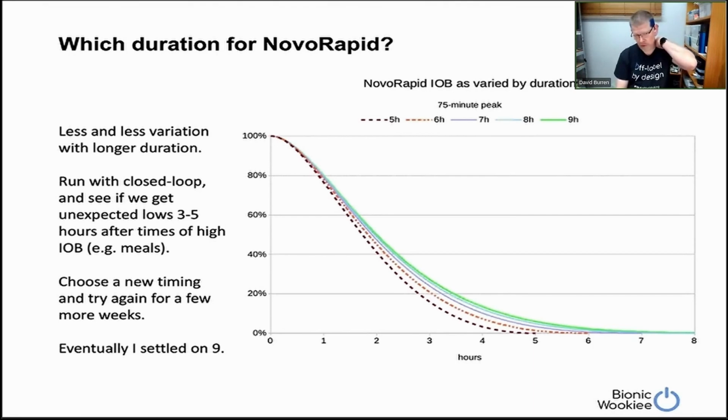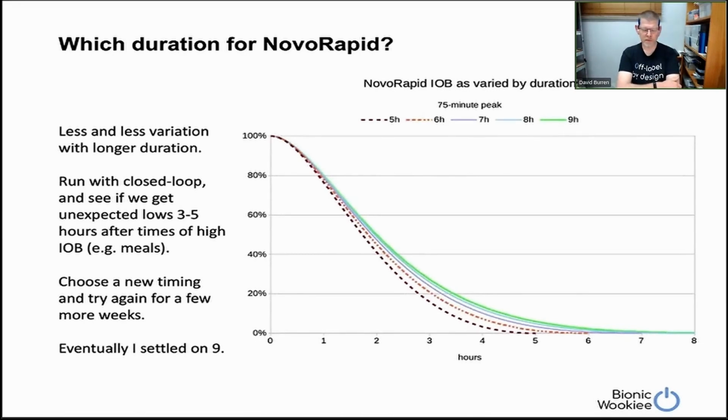So I would run with a closed loop operation, and I'd see over days, weeks, if there was a pattern of getting unexpected lows some hours after meals. Because if the system is underestimating how much insulin is on board, it's probably going to say, oh, I need to dose you a little bit more. And then suddenly our blood glucose drops through the floor and we say, well, where did that come from? And then I'd say, all right, let's rejig the number and go back and try again.